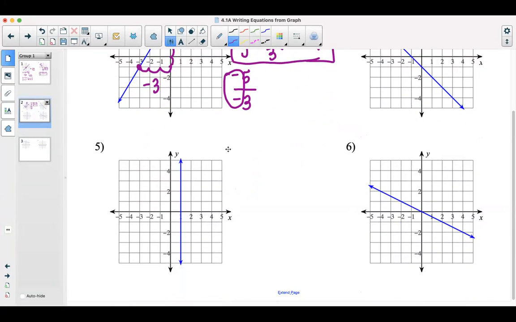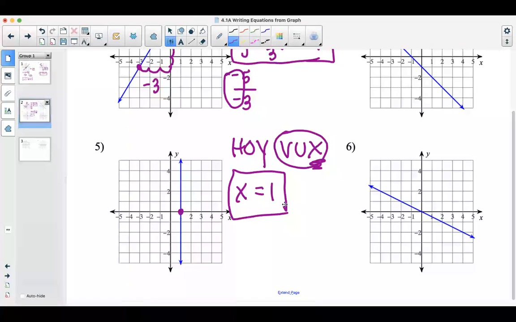If we take a look at number 5, we have a vertical line. And if you remember from last unit, we talked about HOY VUX. And because it's vertical, we have a VUX. And because it's a VUX, I have an x, which means x equals, and then you got to look at your x-axis. It's crossing at 1. So x equals 1 is my equation. And that's going to be when you have a vertical line.